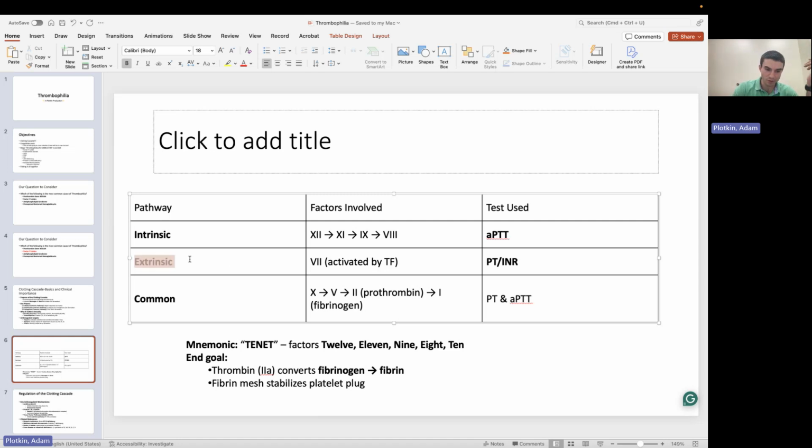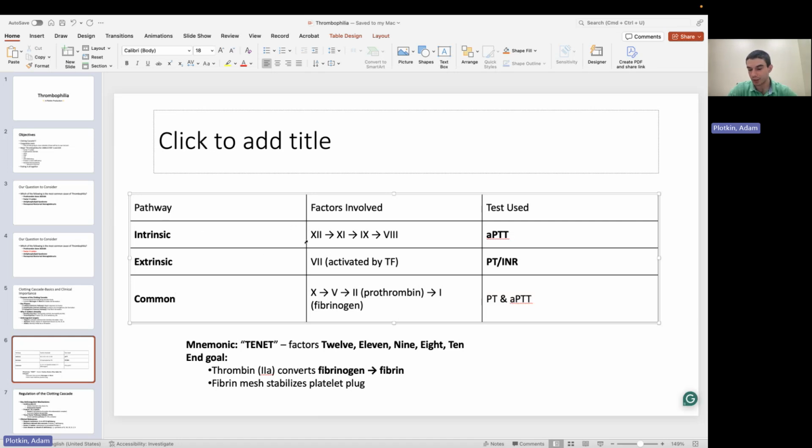There's the extrinsic pathway, which starts with tissue factor, which is also sometimes called factor 3, and then it activates factor 7. That's looked at with our PT and our INR. So again, PT and extrinsic. And then our common pathway. Both the intrinsic and extrinsic pathways converge upon factor 10, and then it goes 10, 5, 2, which is prothrombin, and then 1, which is fibrinogen. And then we can look at the PT and the PTT.